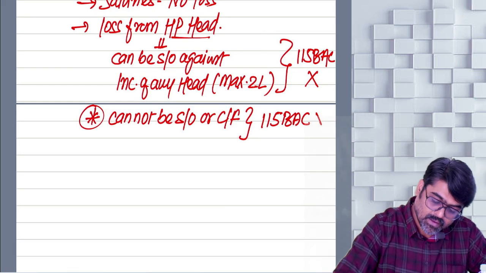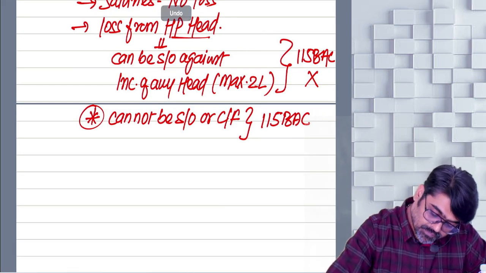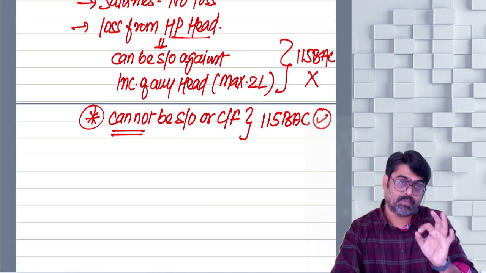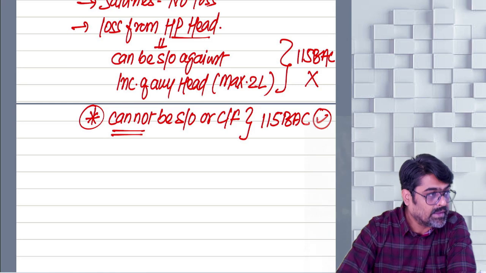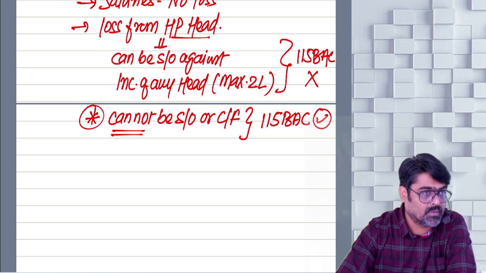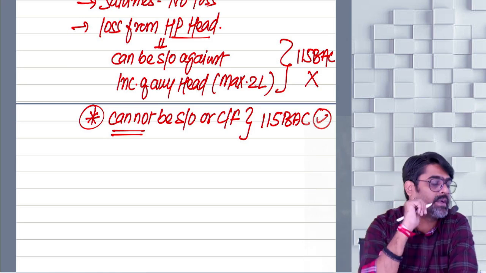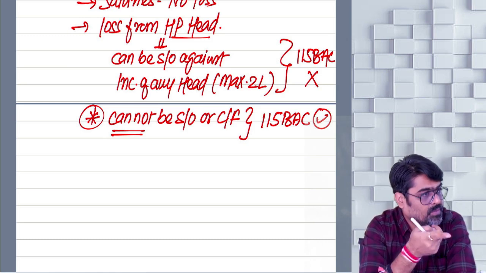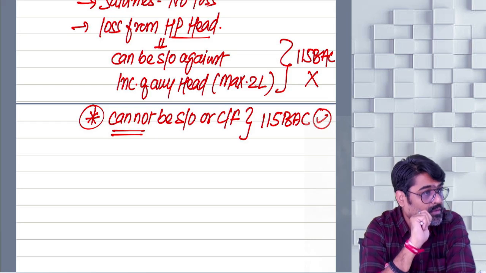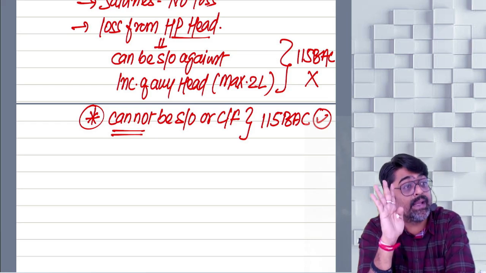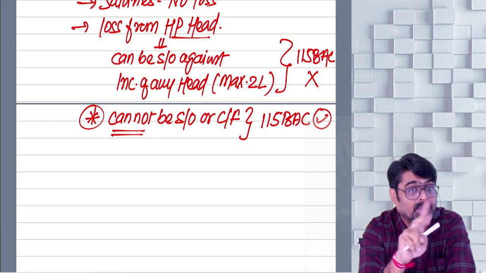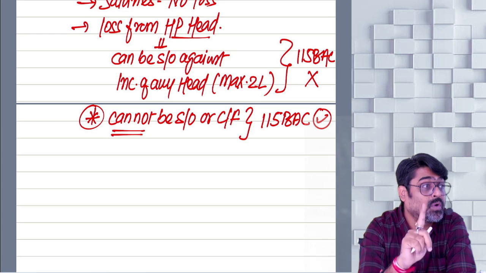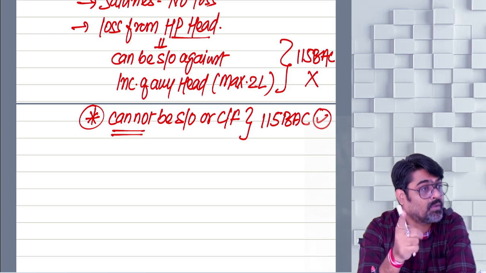Yes or no? If he follows 115 BAC, then it cannot be set off in this year up to 2 lakh and it cannot be carried forward. Done, sir? First head, no loss. Second head, house property. House property head will have a loss. That loss can be set off against any head up to a maximum of 2 lakhs. Remaining excess will be carried forward.